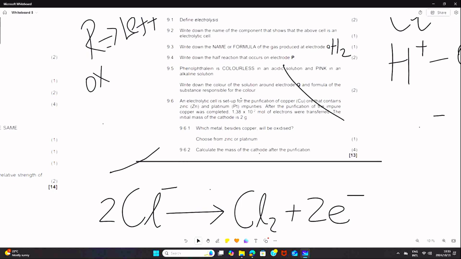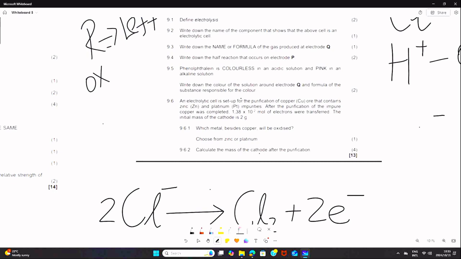Phenolphthalein is colorless in an acidic solution. Now the examiner is telling you about phenolphthalein's color. Let me try and erase this. Now it says phenolphthalein is colorless in an acidic solution and pink in an alkaline solution. Write down the color of the solution around electrode Q and the formula of the substance responsible for the color.